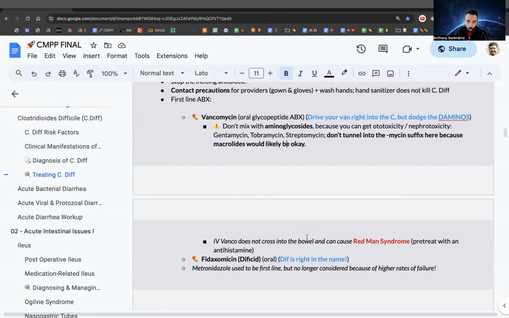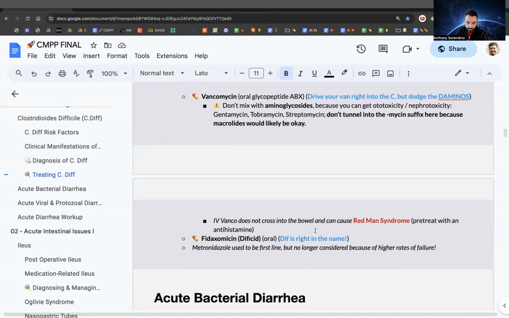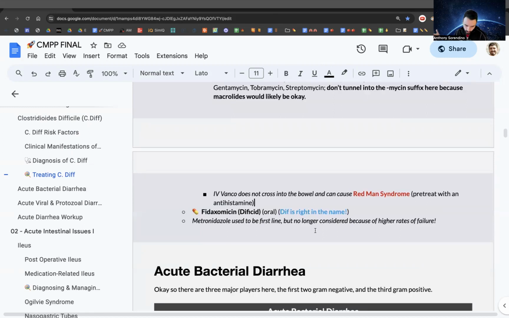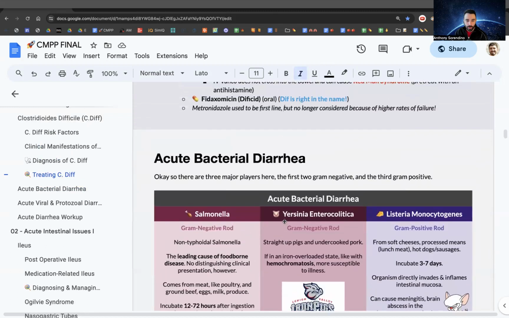Okay, another huge one here. Vanco has to be oral, as well as the next med we'll talk about. It has to be oral. IV Vanco does not even cross into the bowel, and it can actually cause something with red man syndrome. If that does happen, we can treat with antihistamine, but just know that it has to be oral. The second C. diff med is going to be fidaxomicin, which is Dificid. Diff is right in the name, right? C. diff, Dificid. It's right in there. Metronidazole, which is Flagyl, used to be first line. It's no longer considered because of higher rates of failure. Not sure if they'll ask about that, but just know about Vanco and Dificid.